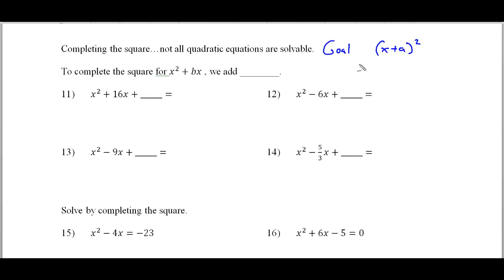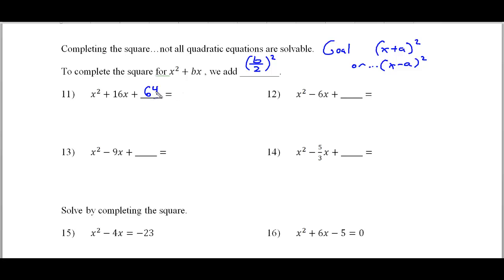So our goal is to get each of our problems to look like either x plus a quantity squared or x minus a quantity squared. So to complete the square for the general term x squared plus bx, we would add the b term divided by 2 and then you'd square that. For example, if you have 16, you are going to take 16, divide it by 2, and then square it, and that will give you the missing number here. So for example, 16 divided by 2 is 8, and 8 squared is 64.